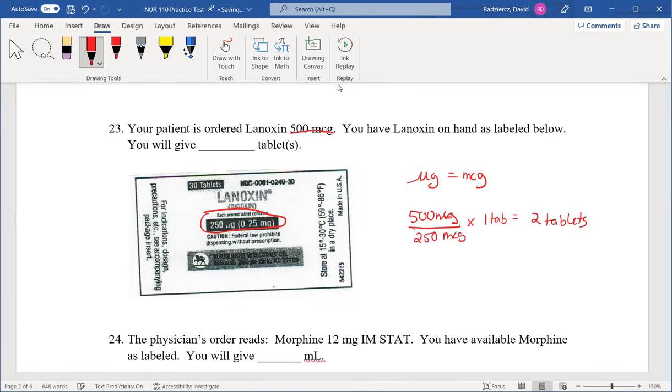Notice up here, it doesn't say per day or per dose. If it doesn't say either, then it's per dose. Okay. That's why this is 2.